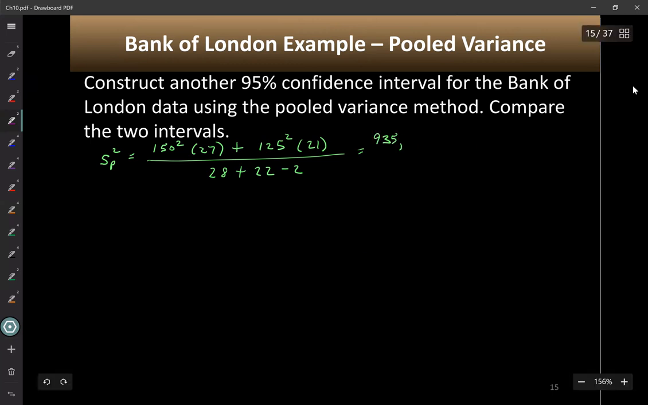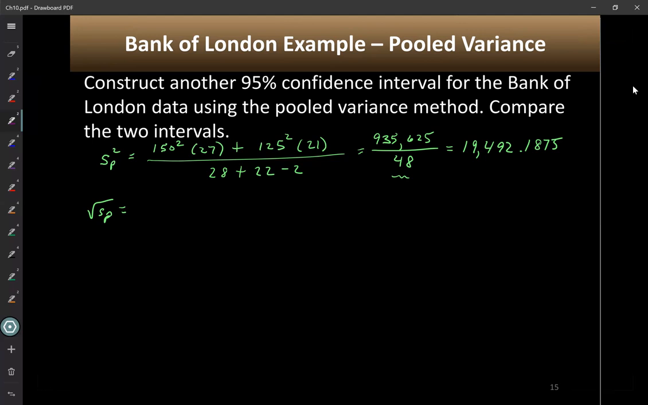9,035,625 divided by 48. That's the degrees of freedom we'll use right there, 48. And that ends up being 19,492. I'm going to carry lots of decimals because I'm going to be getting the square root. The square root is what I need for the standard error. So we want to take the square root, and that will give us the pooled standard deviation.